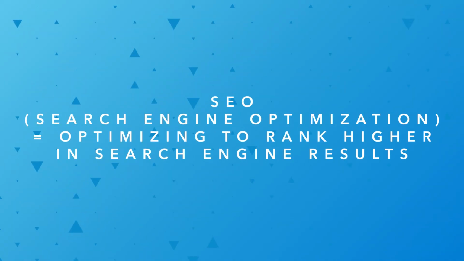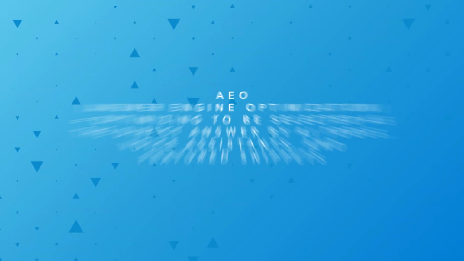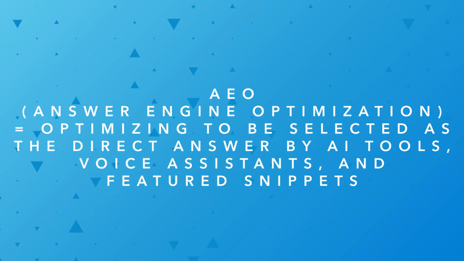So SEO, search engine optimization, equals optimizing to rank higher in search engine results. AEO, answer engine optimization, is optimizing to be selected as the direct answer by AI tools, voice assistants, and featured snippets. That sounds like somebody might think they know what they're talking about, but that's just a bunch of baloney. Let me make it simpler, and let me tell you how it really is.